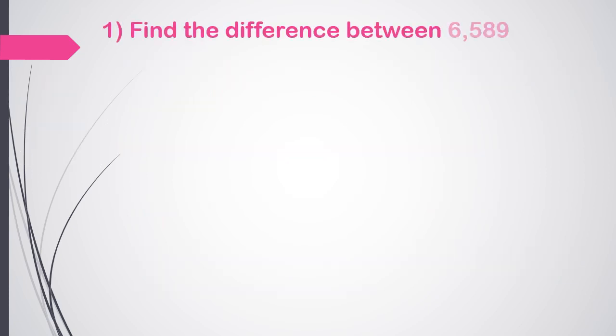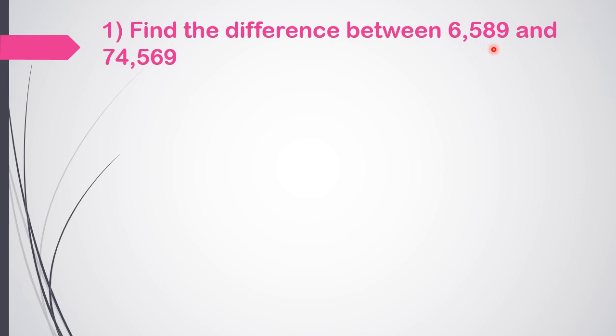Our first sum: find the difference between 6,589 and 74,569. Here they asked about the difference. So find the difference. Difference is nothing but we have to subtract and find out. Okay. So here, which one is the larger number? 74,569 or 6,589? So here the bigger number is 74,569. The smaller number is 6,589.